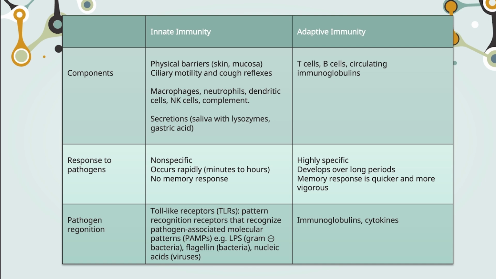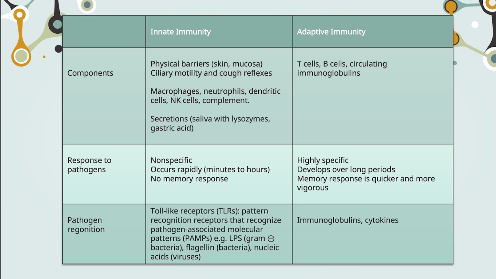And we have ciliary motility and cough reflexes, which prevent us from getting infected by inhaled pathogens. So when we inhale a pathogen, ciliary motility and the sputum trap the bacteria, and then ciliary action expels the sputum, which has the trapped bacteria inside it. Similarly, the cough reflexes also help us to remove these pathogens from invading our respiratory tract.